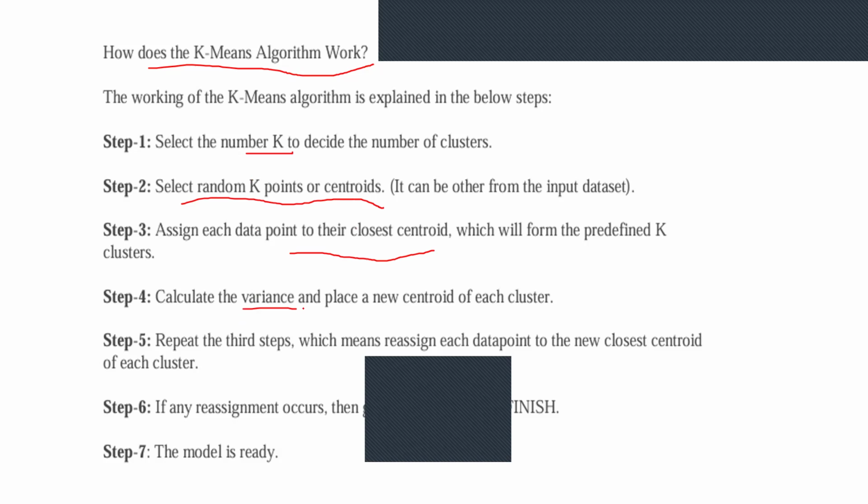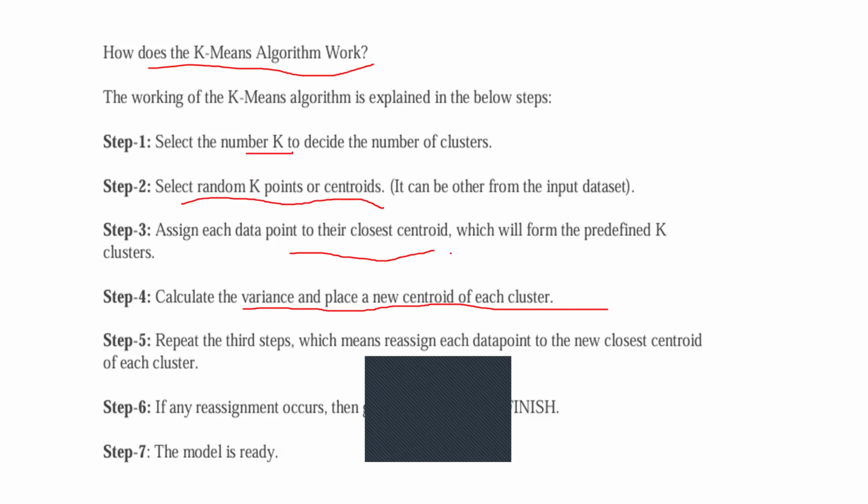We need to calculate the variance and place the new centroid of each cluster. Variance and placing the new centroid of each cluster is what we are going to do. Okay, and also we need to repeat the third step.